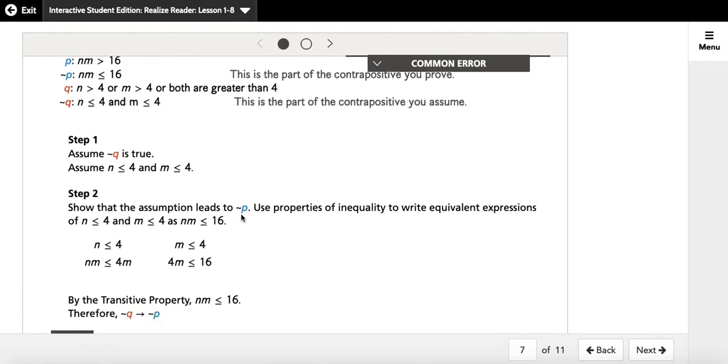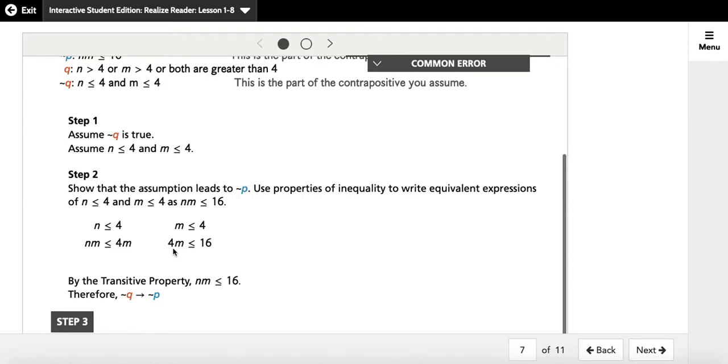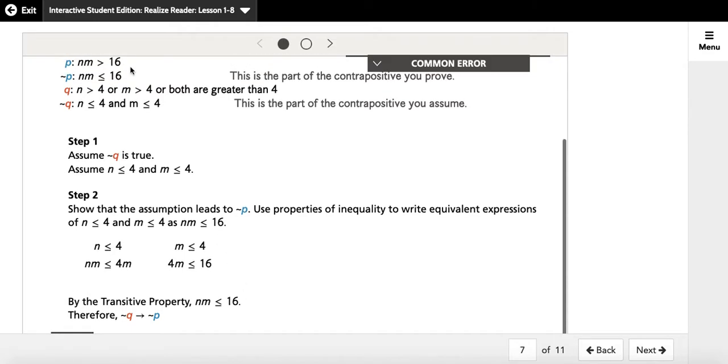Now, if n and m are less than or equal to 4, we can probably get to where we have the opposite of P. Let's take, for example, that n is less than or equal to 4. Well, if n is less than or equal to 4, then n times m would be less than or equal to 4m if we just replace the n with a 4. And if m is less than or equal to 4, we would have 4m is less than or equal to 16. Now we have the 4m in both places, so we can combine that, using the transitive property, to say that nm must be less than or equal to 16, and that's what we were trying to say.